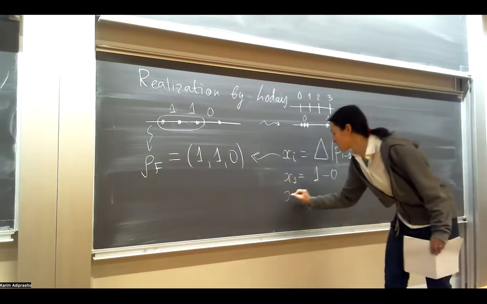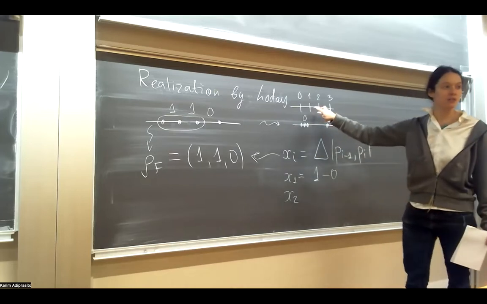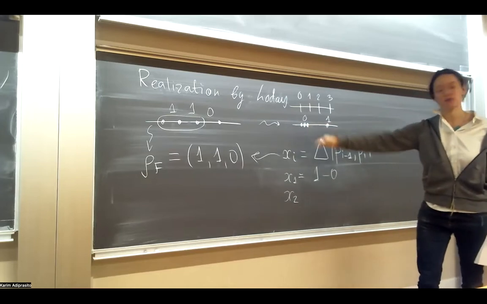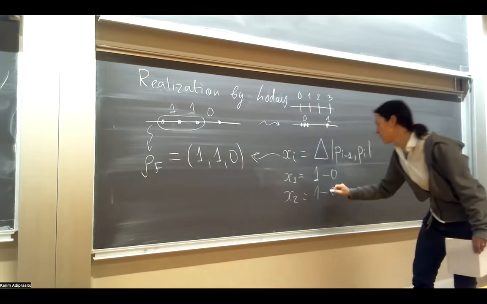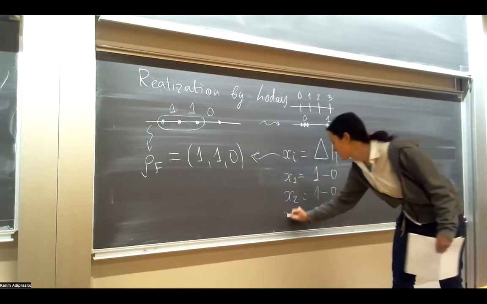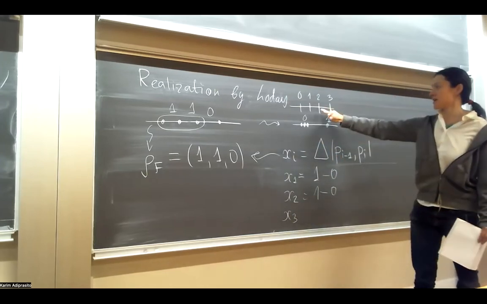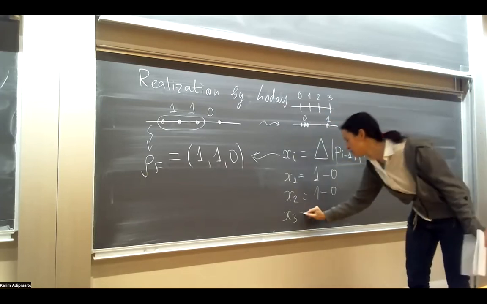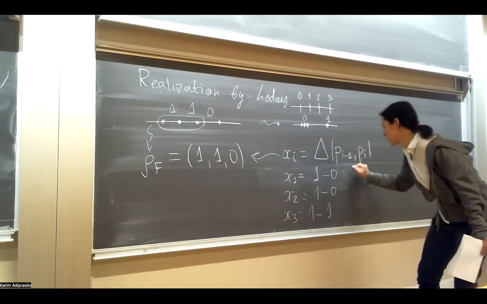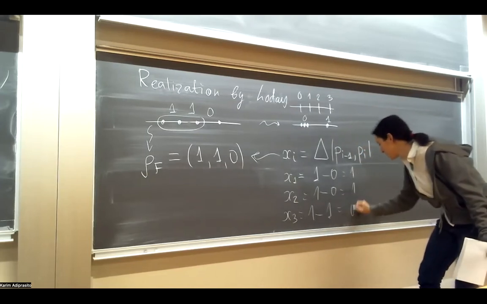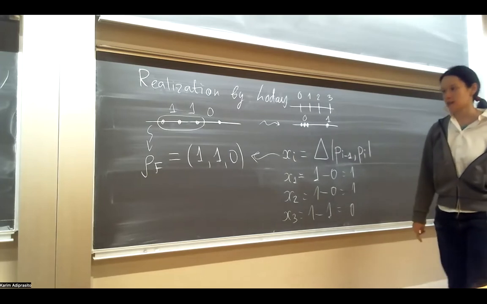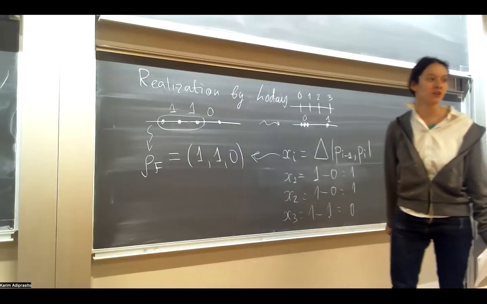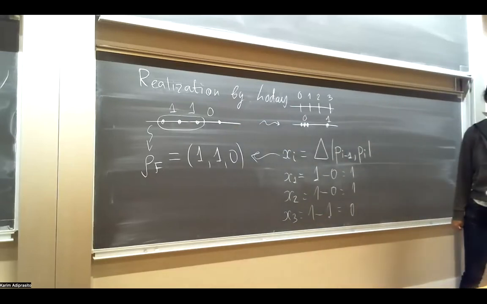So it's 0. X2 is the change of distance between these two guys. Here, they are separated by 1. Here, they sit together, so it's 1 again. And X3 is the change of distance between this and this point. Here, they are separated by 1. And here they are still separated by 1, so it's 1 minus 1. We did get 1, 1, 0. So this is the normal vector corresponding to this facet of the associahedron. So I'm half done with the realization.